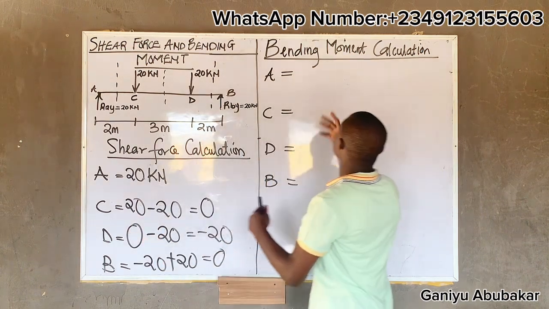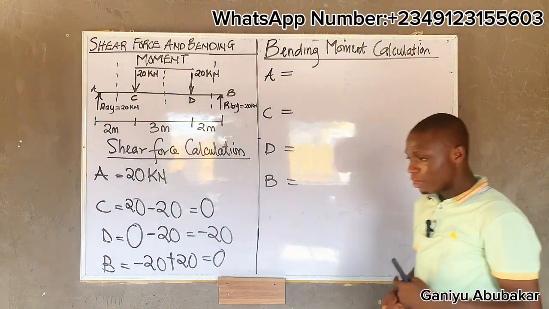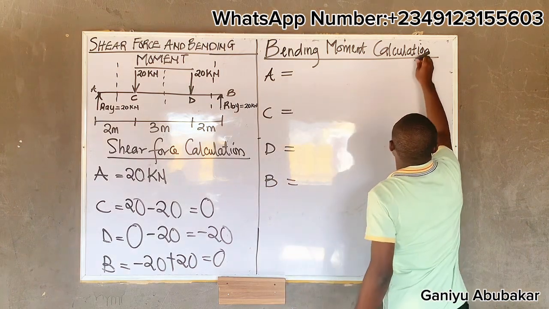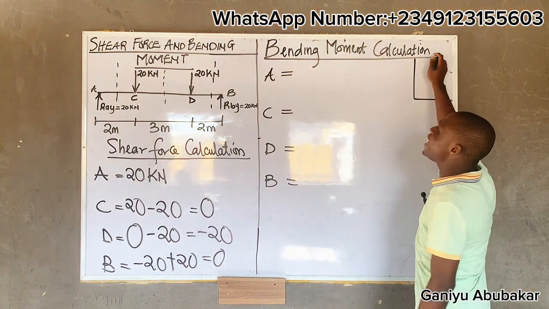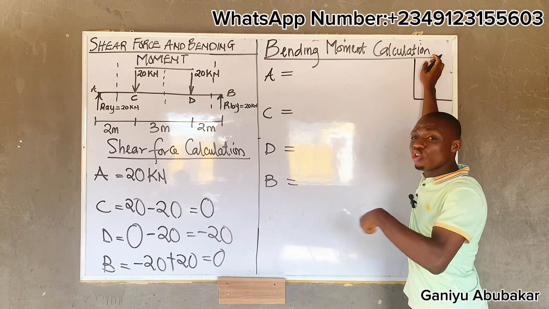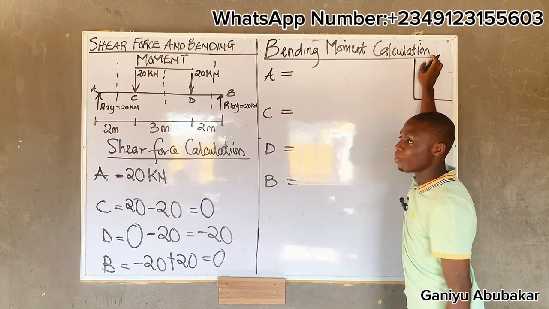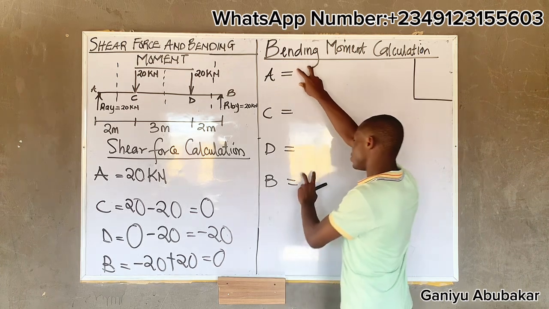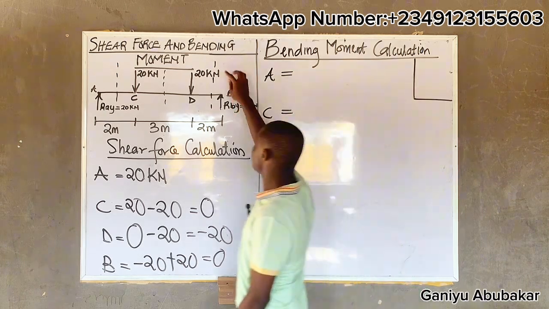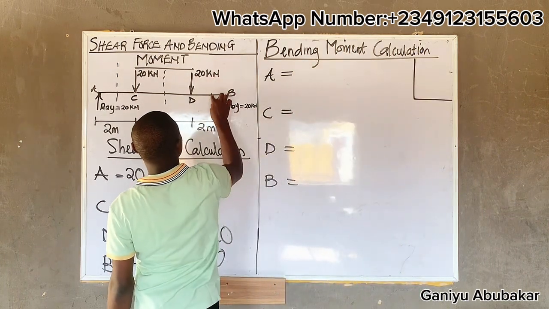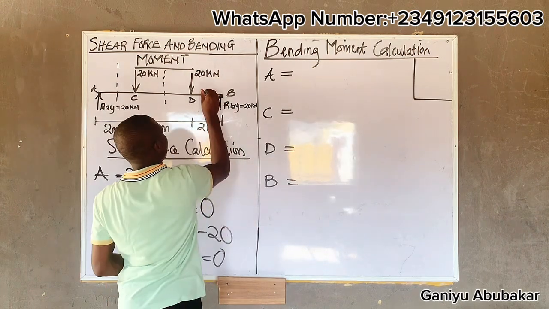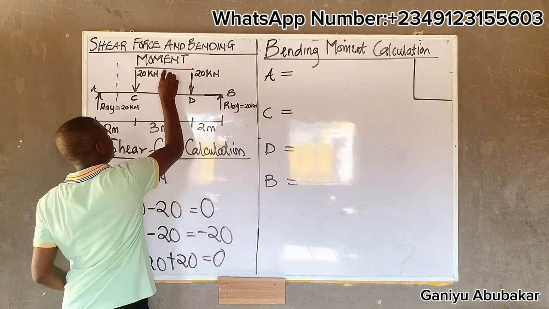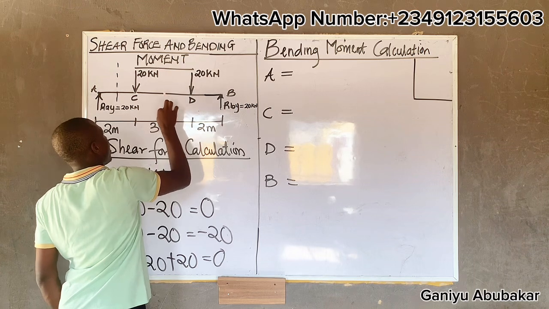Now for bending moment, what are the things to note? First to note on bending moment is that bending moment starts with 0 and always ends with 0. Are we together? Yeah.